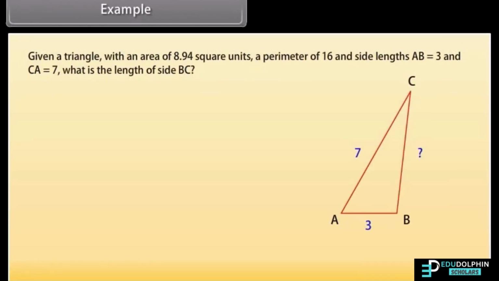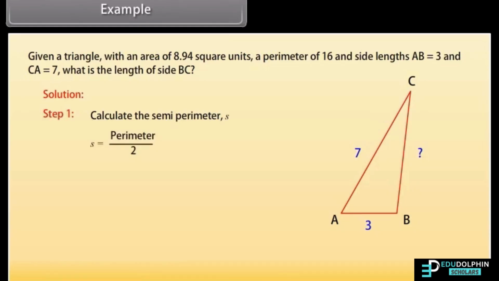Given a triangle with an area of 8.94 square units, a perimeter of 16, and side lengths AB is equal to 3 and CA is equal to 7, what is the length of side BC? Solution. Step 1. Calculate the semi-perimeter S, which is equal to perimeter upon 2. Here the perimeter given is 16. Therefore, S is 16 upon 2, which is 8.